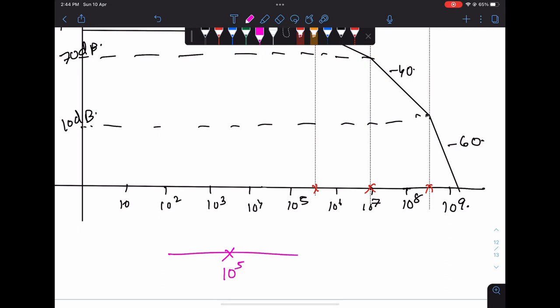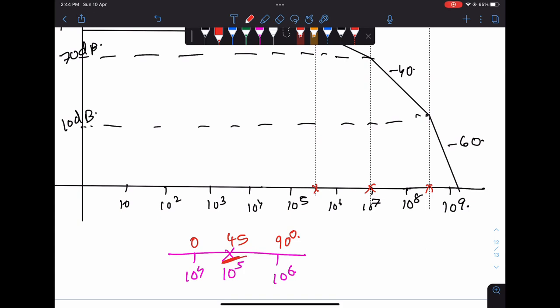Related to angles in the poles, let the pole be at 10 to the power 5. At 10 to the power 4, the contribution from the pole to the angle is 0. At 10 to the power 5, it is 45 degrees. At 10 to the power 6, it is 90 degrees from a single pole contribution. So for each pole, this contribution will be there.